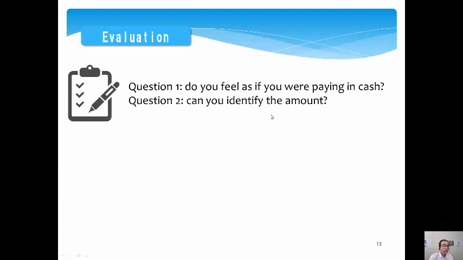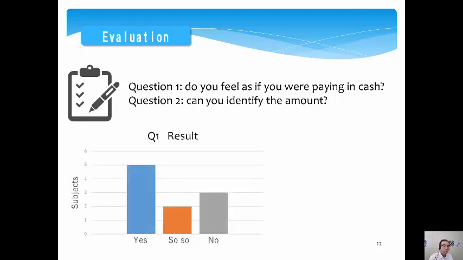And next is the evaluation. So we asked questions of 10 university students. Number one question is, do you feel as if you were paying in cash? Question 2 is, can you identify the amount? This is the result of question 1. Mostly 70% of subjects feel good or so-so. So the majority have no problem with this solution.